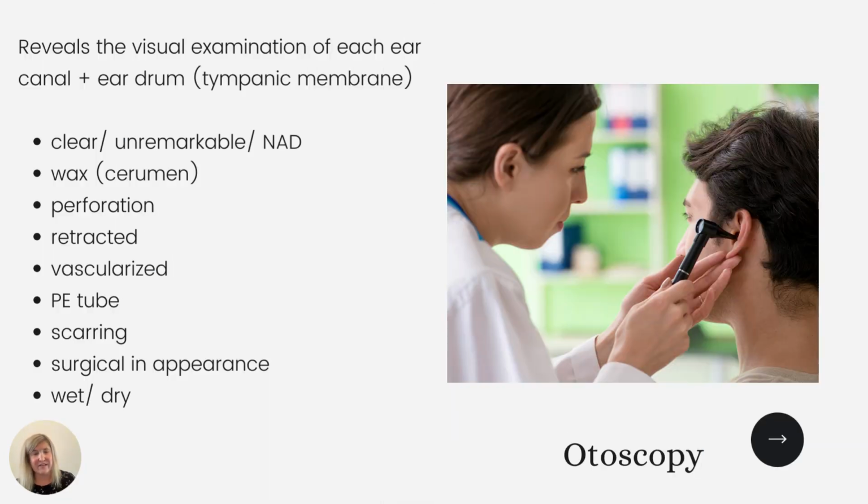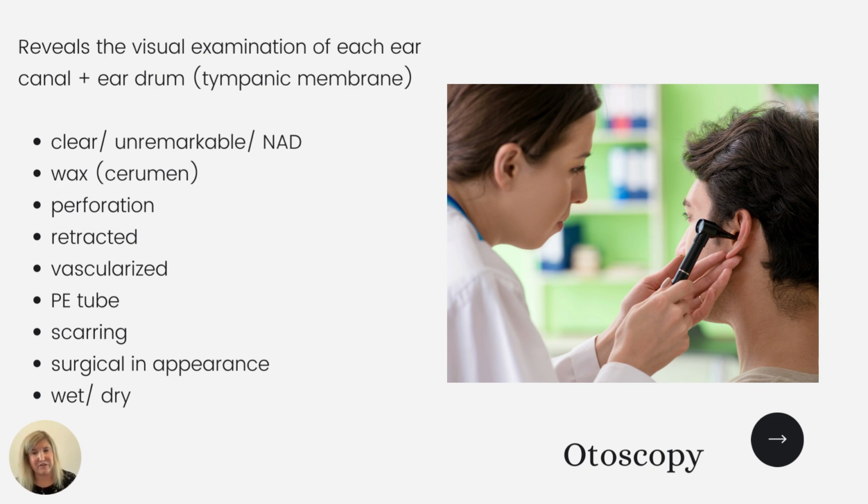Otoscopy refers to what the examiner visualizes when they look into the student's ear canal to examine the eardrum. Common descriptions can be clear. This means that the examiner does not view any wax or anything abnormal when looking at the eardrum. It looks healthy. Clear can also be referred to as unremarkable or NAD, no apparent disease.